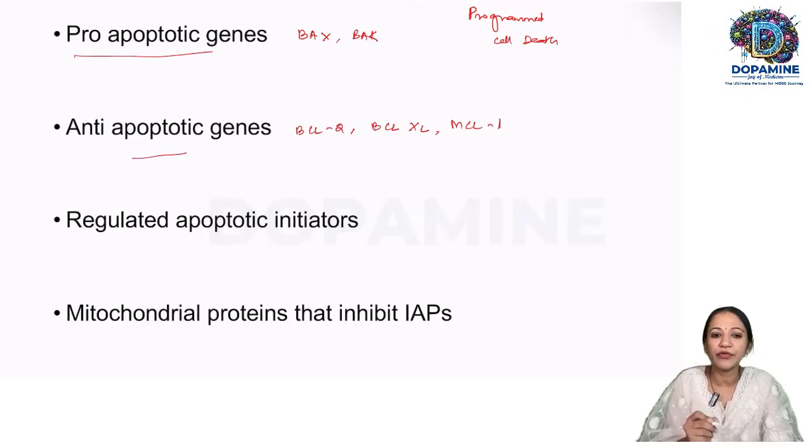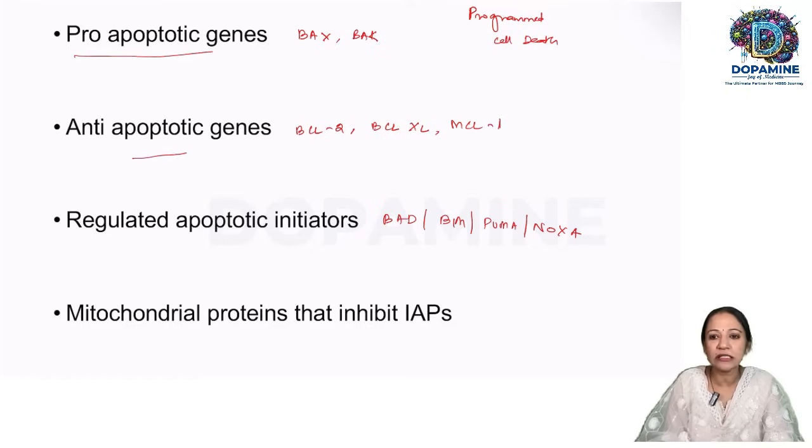We also have genes which are called regulated apoptotic initiators, which will have only one BH domain. So what are they? Which is BAD, BIM, you have PUMA, NOXA. So these are all regulated apoptotic initiators.